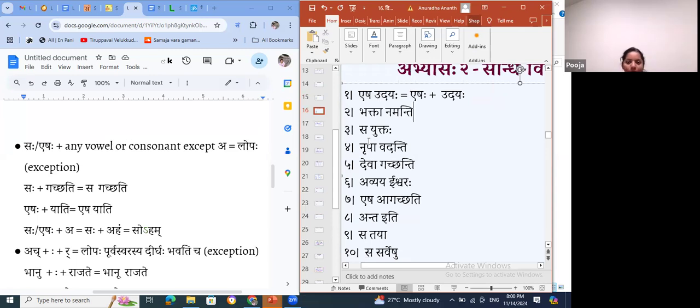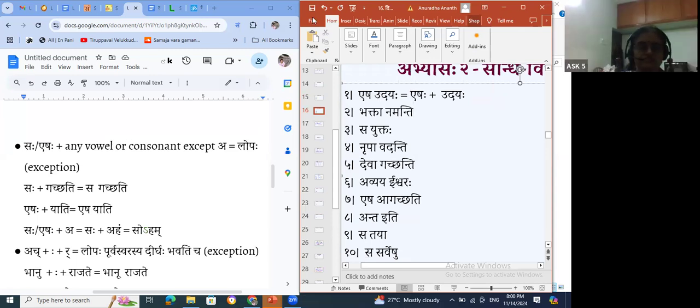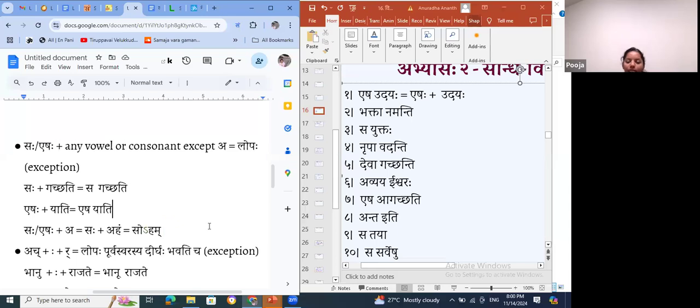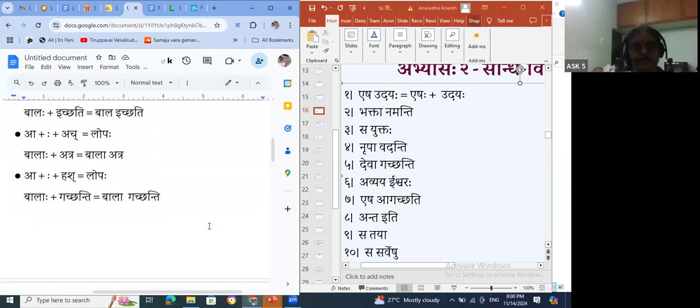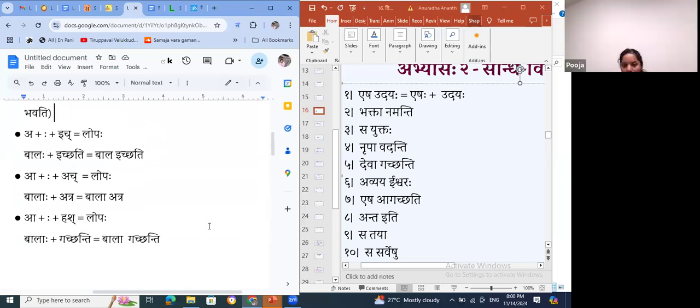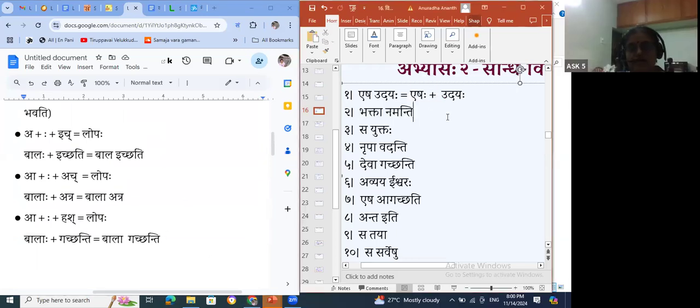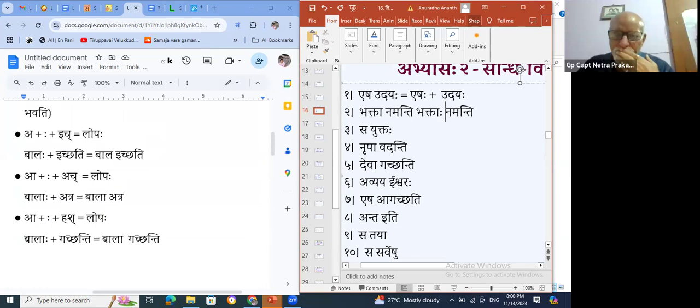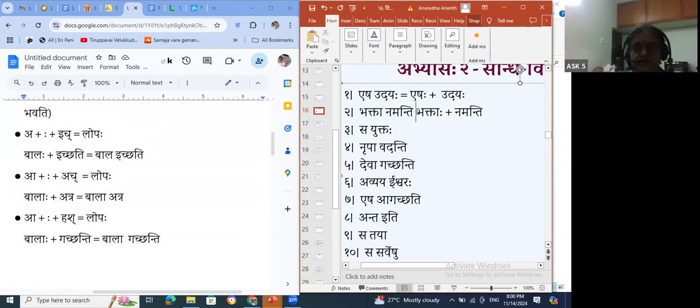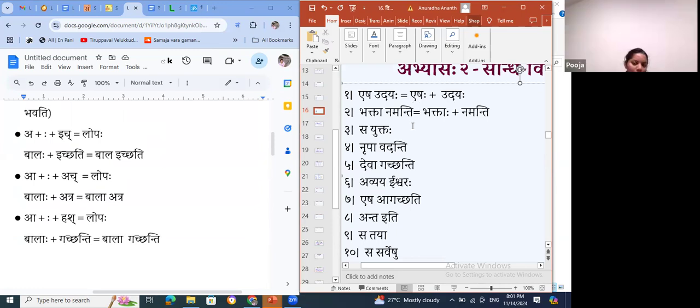The next one. Bhakta Namanti. Bhaktaha. Just Bhak- lopa has happened. So Bhaktaha is Bhakta plus Visarga plus Namanti. So what is the rule here? That is A plus Visarga plus Namanti. So na will be which?